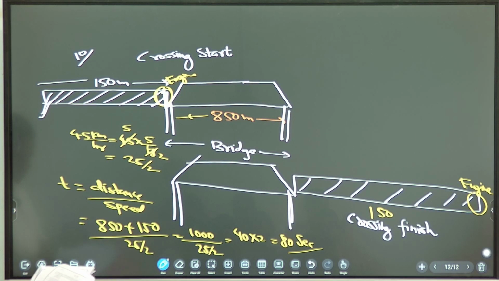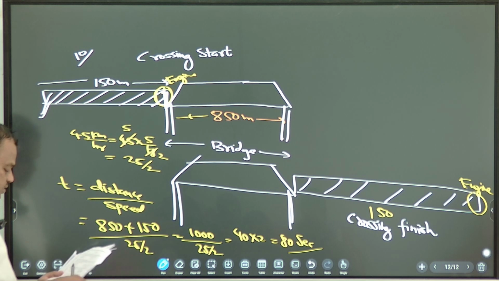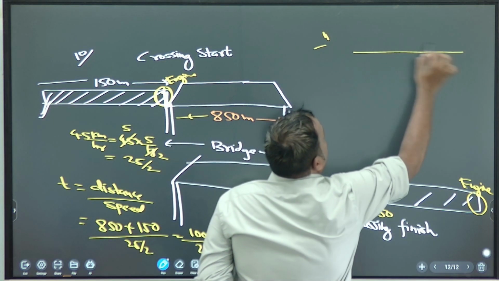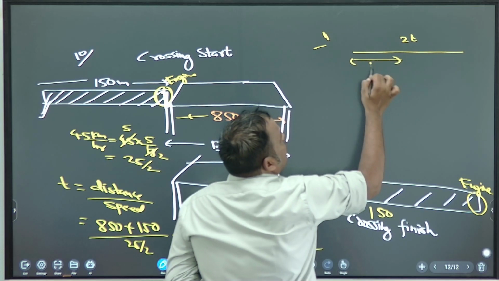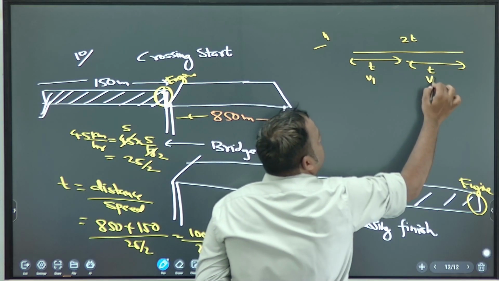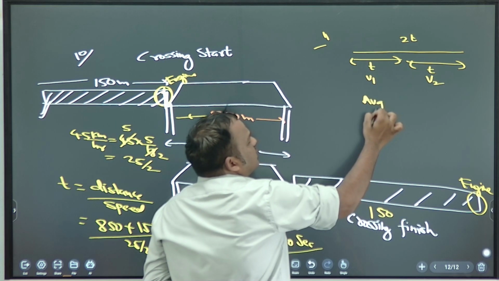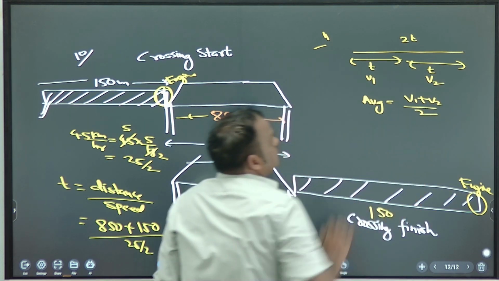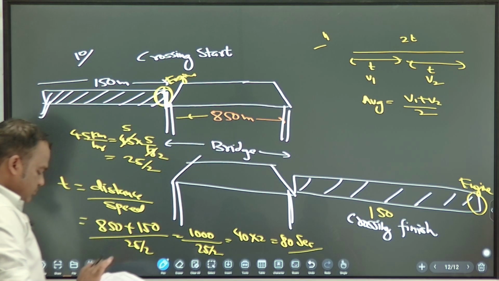11th is again the same formula. Now it is time: they are dividing the time into halves. Suppose total time is 2t. First half time, speed is v1. Next half time, speed is v2. So for the entire journey, what is the formula? V1 plus V2 by 2. Okay.